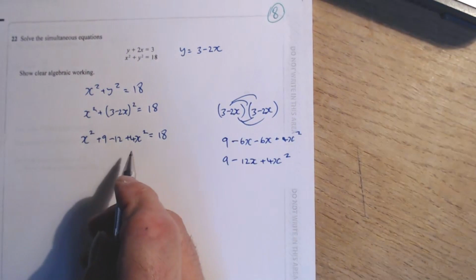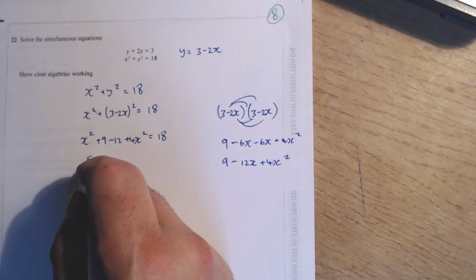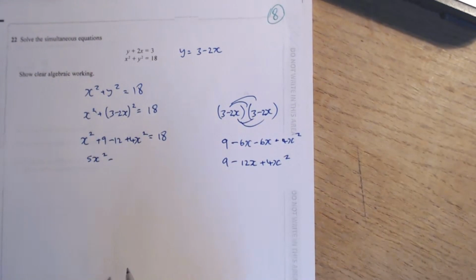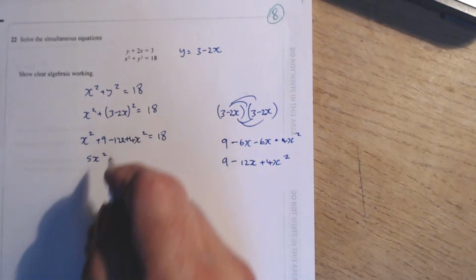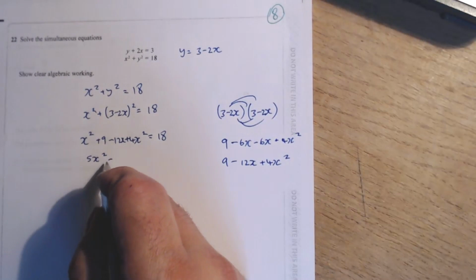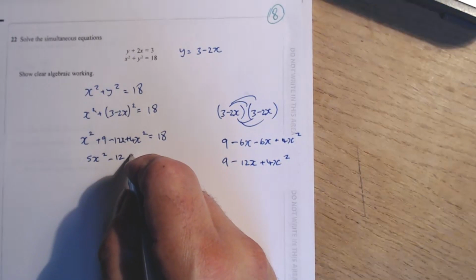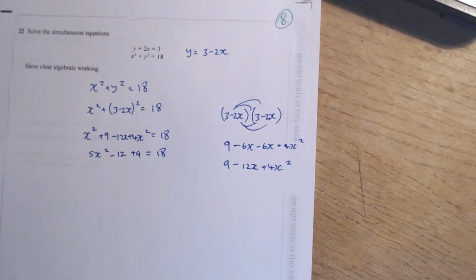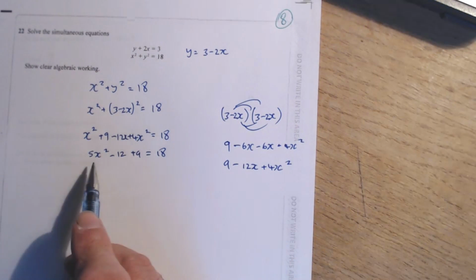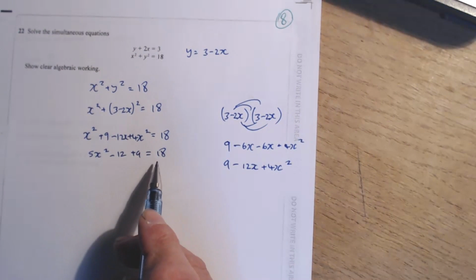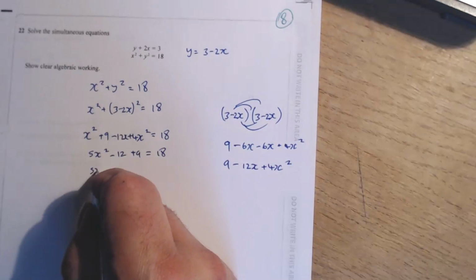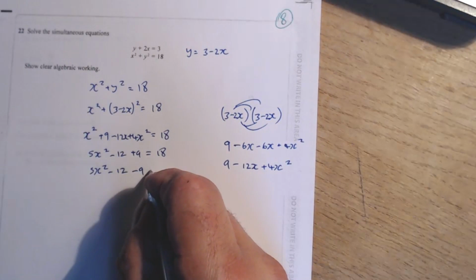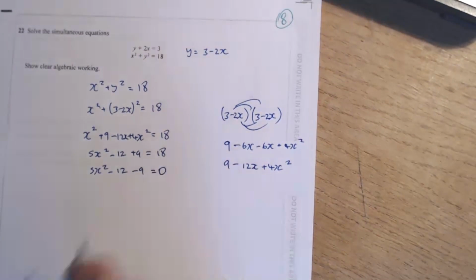So gather up your like terms on the left-hand side. So we've got 5x squared minus, sorry, that should be 12x. So 5x squared minus 12x plus 9 equals 18. Now, this is going to be a simultaneous equation we're going to have to solve. So set this equal to 0. So take away 18 from both sides. So 5x squared minus 12x minus 9 equals 0.